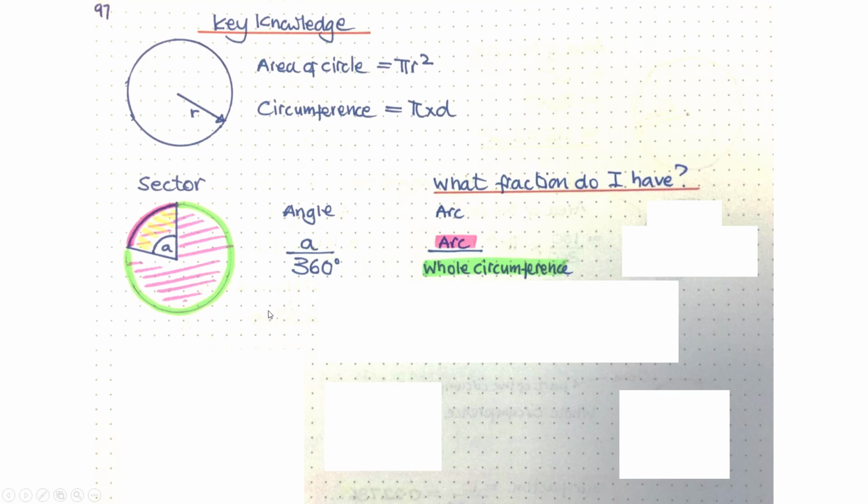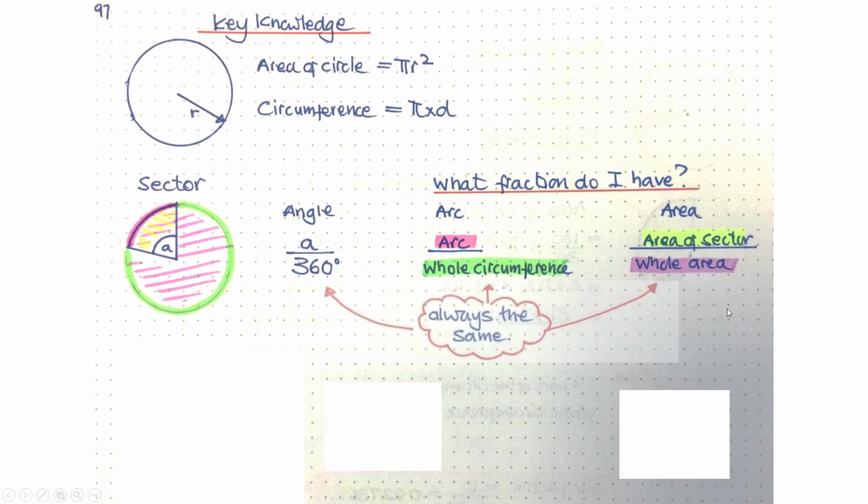Once again, we could look at the area. The area that we've got divided by the whole area. So each time, the whole number of degrees, the whole circumference, the whole area. The area we've got, the part of the circumference we've got, the angle we've got. Whichever way you do it, it's going to give you the same answer.